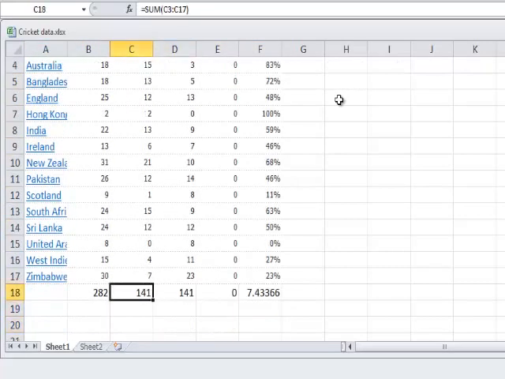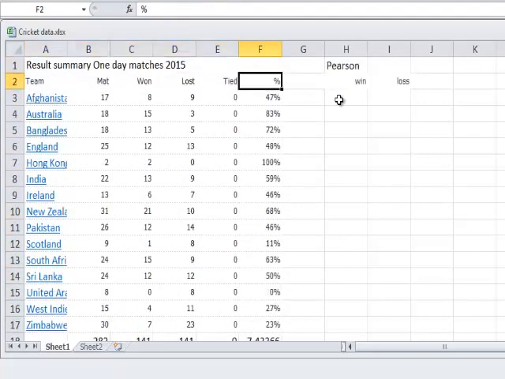How come? Why are these two numbers equal? If somebody wins, somebody loses, yes. Right. Now, these proportions are C3 over B3. So this is the proportion of wins.